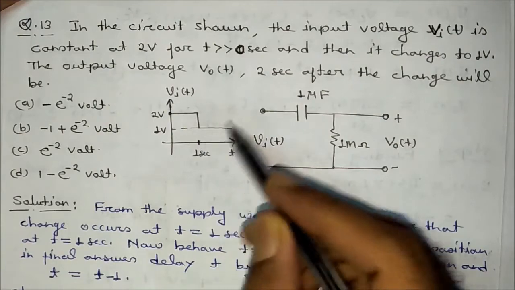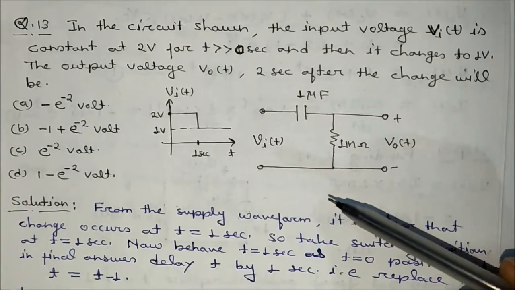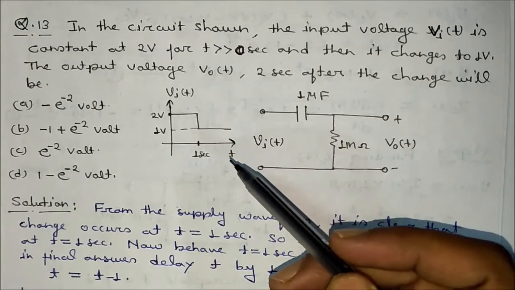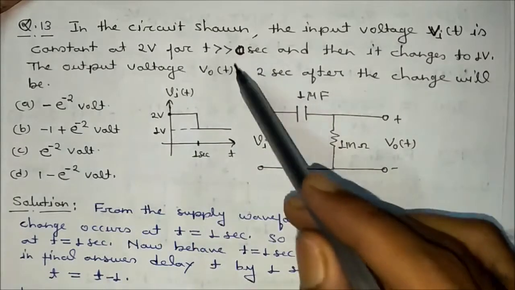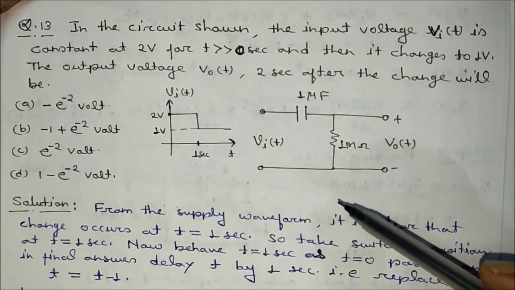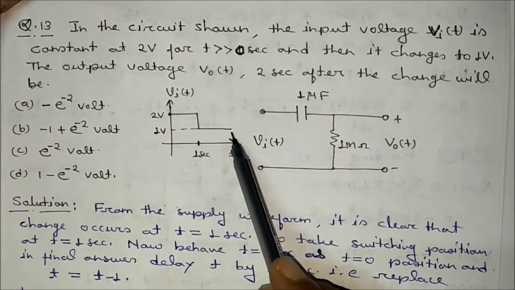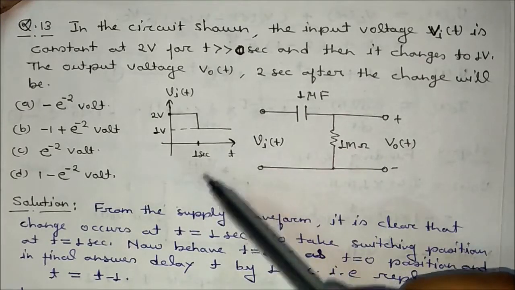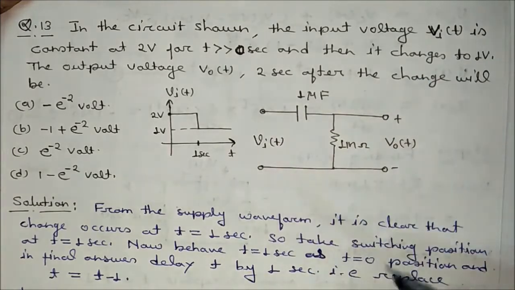If you do this problem with the same steps that we have discussed, then see here, at what position is the switching action taking place? You can see that just before 1 second the voltage is 2 volt, and exactly at 1 second its value changes to 1 volt. That means the switching action is taking place at t equal to 1 second, not at t equal to 0 second. Okay, so we can do this problem in the same manner.